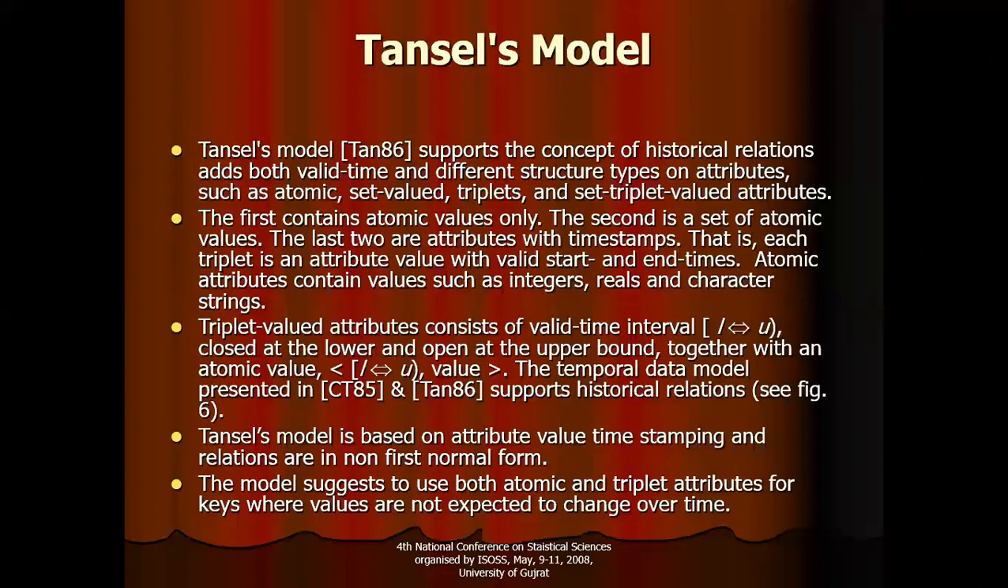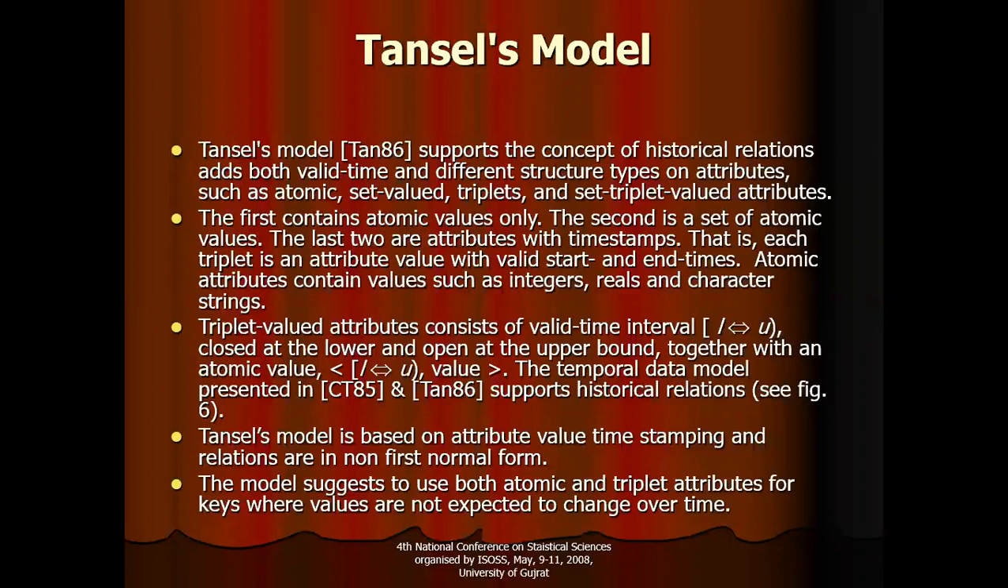The first contains atomic values only. The second is a set of atomic values, meaning we may have various values, but you can have a set. It means that it can include multiple members. The last two are attributes with timestamps. We're talking about triplets and set triplet valued attributes. That is, each triplet is an attribute value with valid start and end times.